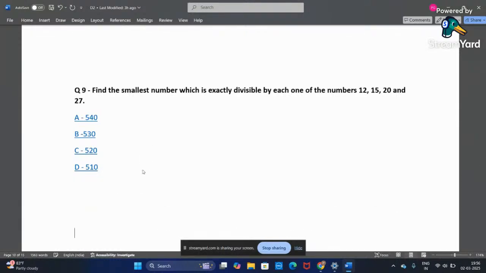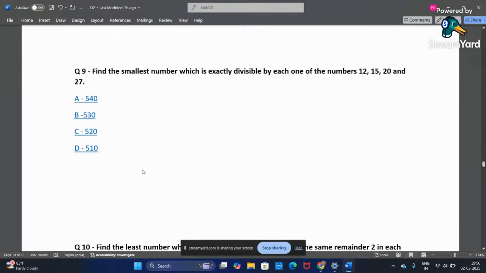Find the answer for this. Try to solve this problem. Just find the answers and tell me.